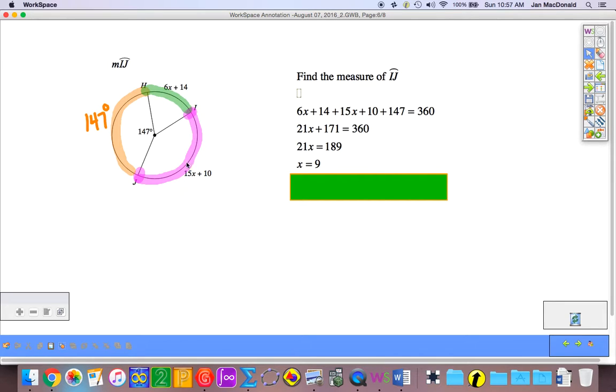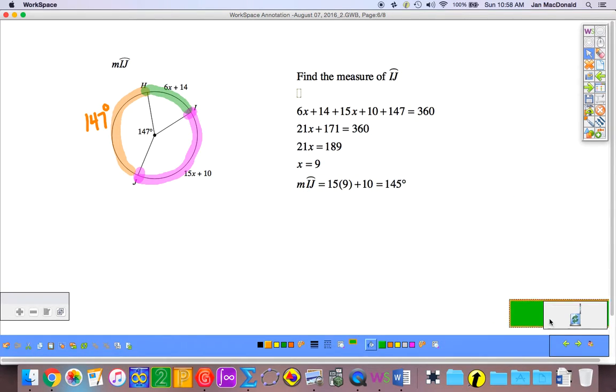Minor arc IJ was given to us by the expression 15x plus 10. Wherever I see an x, I'm now going to plug in its value, or substitute its value, x equal to 9. So the measure of minor arc IJ would be 15 times 9 plus 10, which is 145 degrees.